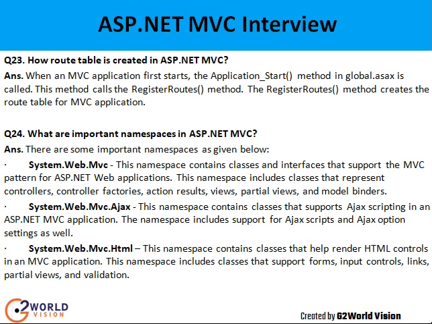System.Web.Mvc.Ajax: this namespace contains classes that support Ajax scripting in an ASP.NET application. The namespace includes support for Ajax scripts and Ajax option settings as well. Now third, System.Web.Mvc.Html: this namespace contains classes that help render HTML controls in the MVC application. It includes classes that support form input controls, partial views, and validation.